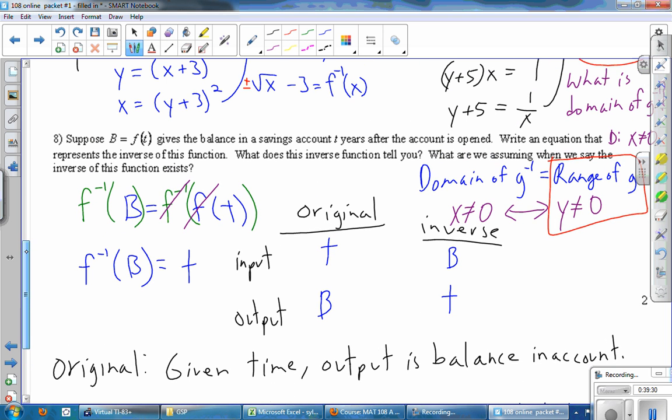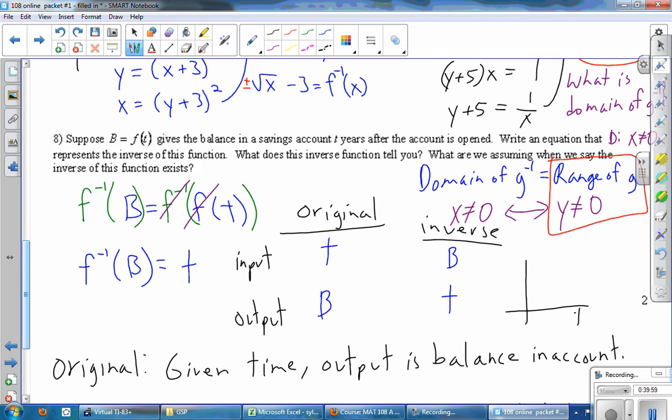And then the last part of this question said, what are we assuming when we say the inverse exists? Well, we're assuming that this function has an inverse. And is that reasonable to assume? Well, it may or it may not. If you just put money into the account and you let it grow because of interest, and you never take money out, then the function will be increasing all the time.